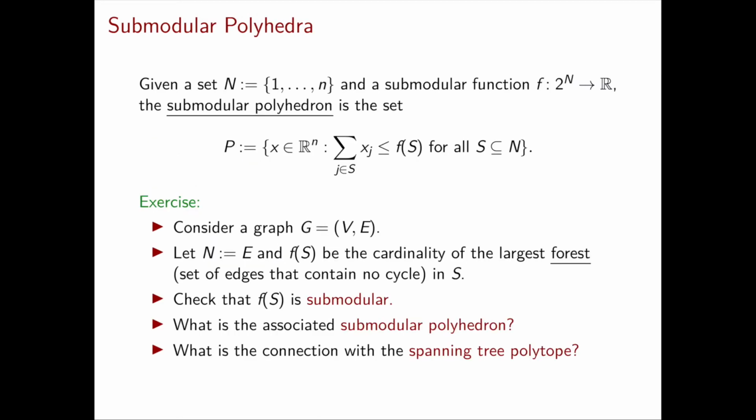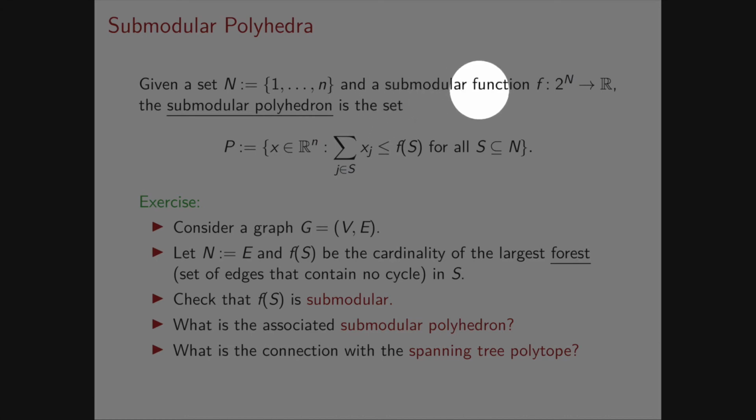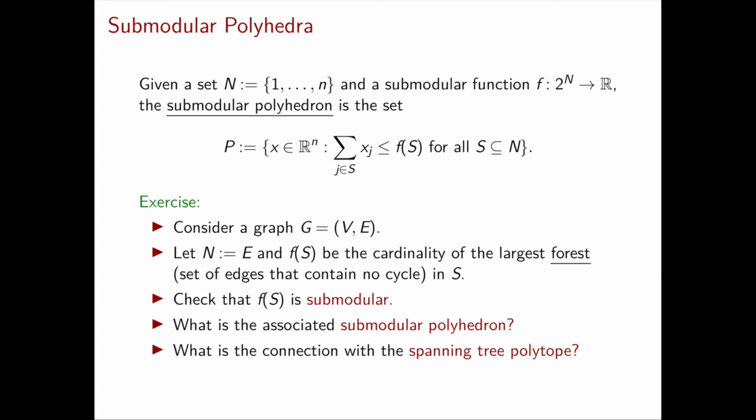Good. So finally, let's define the submodular polyhedron. So we need to have a submodular function, and then we define the corresponding submodular polyhedron, which is defined as follows. The set of points in R^n, n being the cardinality of the ground set, where all these inequalities hold. So for every subset S of N, we look at the sum of all the x_j with j in S, and this must be less than or equal to f of S. So this is just a polyhedron, of course, it's just a definition at this point.